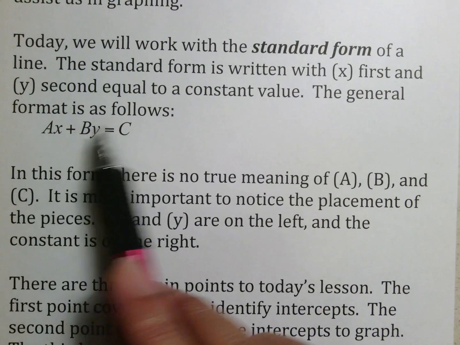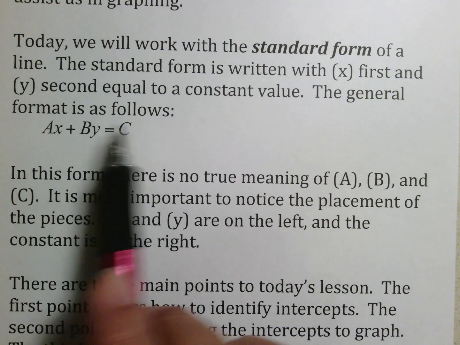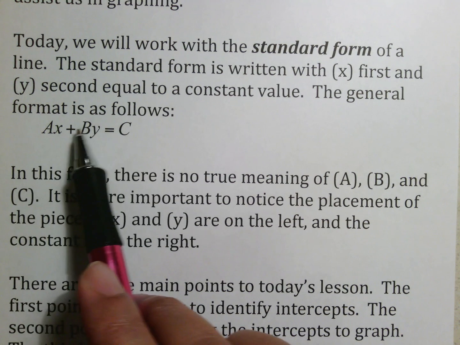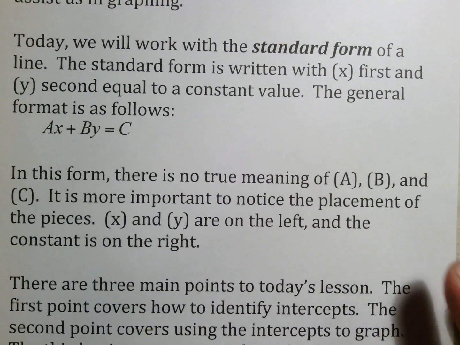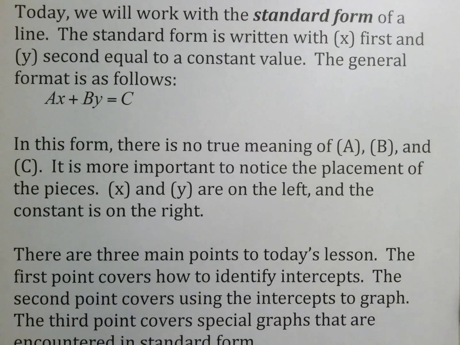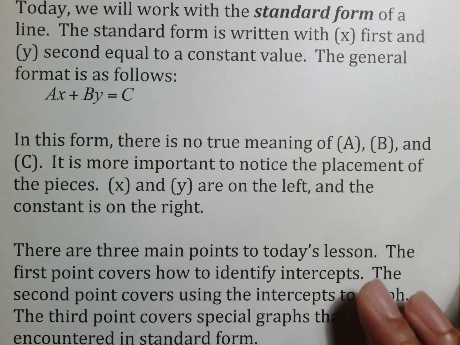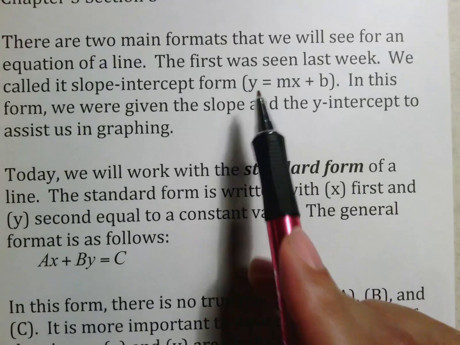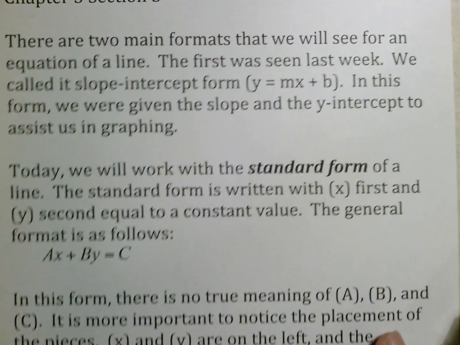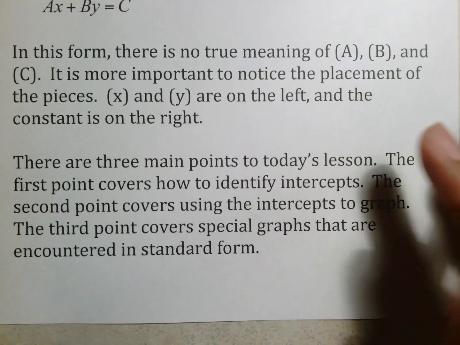Again, here A, B, and C have no true meaning. They just do that so you understand there might be a number here, might be a number there, and there's going to be a number over there. So in this form, there's no true meaning. It's more important to notice the placement of the pieces with x and y on the left and the constant on the right, compared to slope-intercept where y is alone on the left, and that is how you're going to tell the difference between the two whenever you get ready for your test.